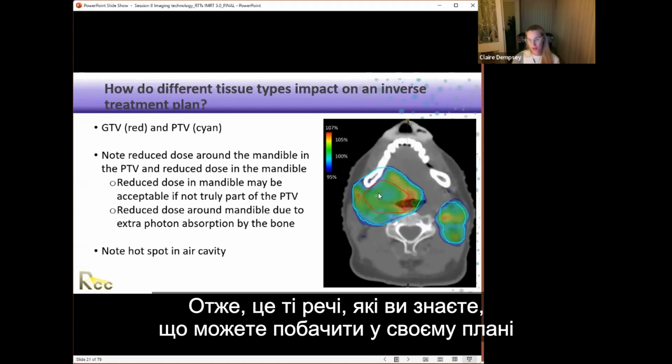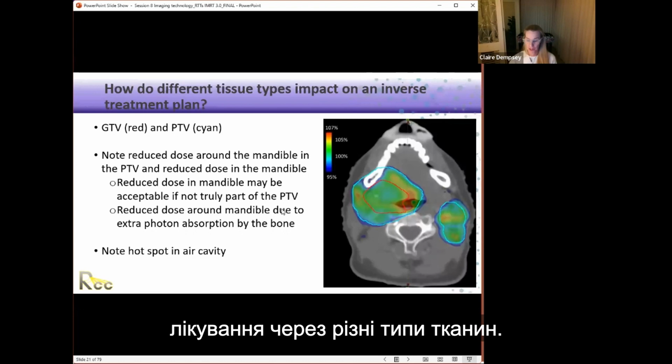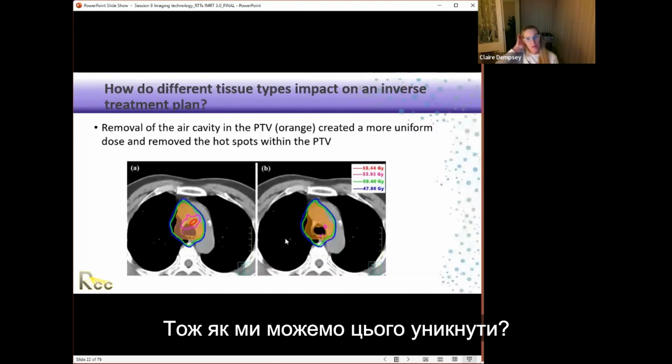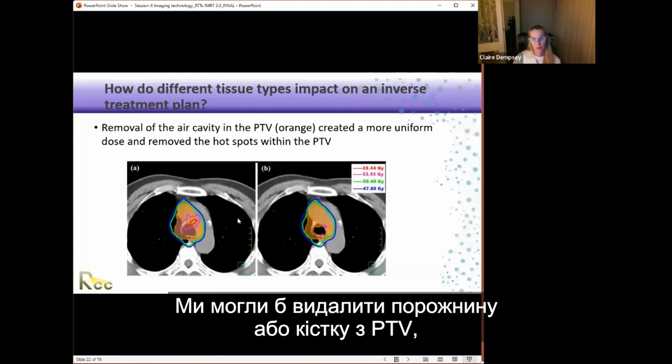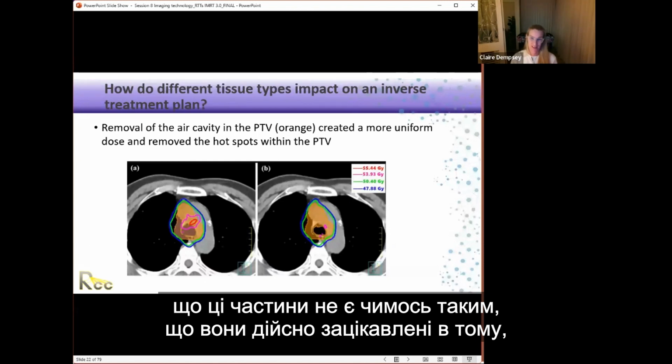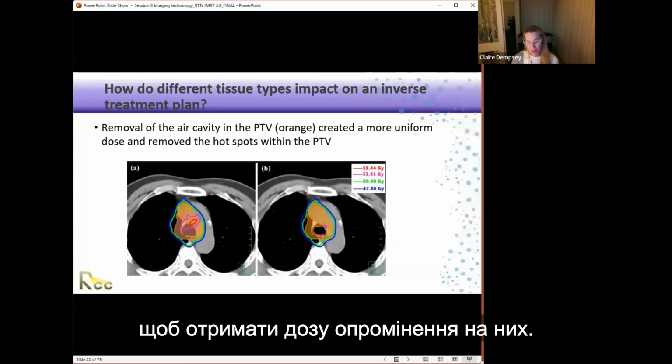So these are the sort of things that you might see in your treatment plan due to the different tissue types. So how can we avoid this? We could remove the air cavity or the bone from the PTV if that's possible. Obviously, you'd have to speak to your radiation oncologist and make sure that those particular parts weren't something that they really were interested in having specific doses to them.